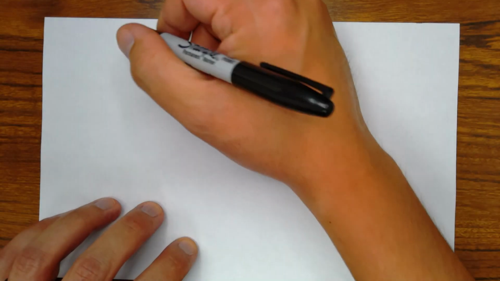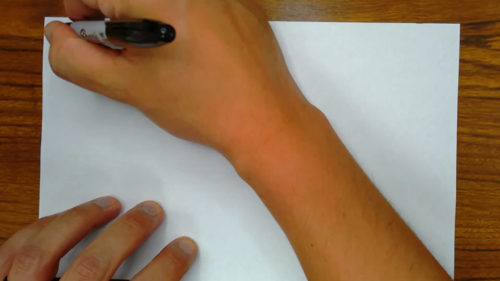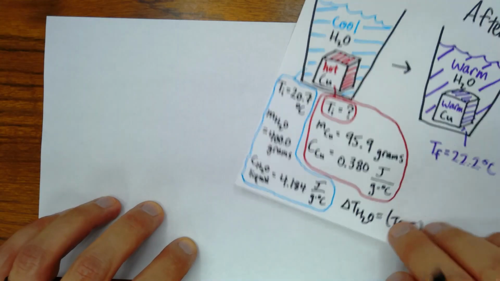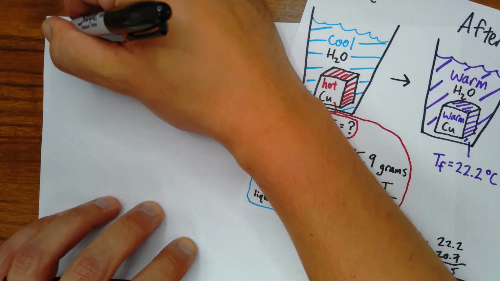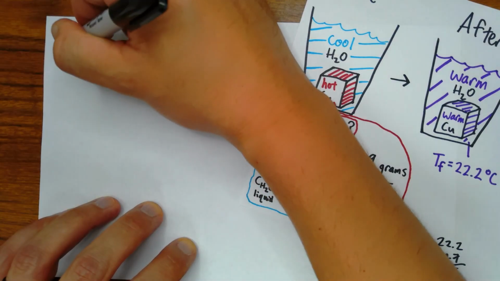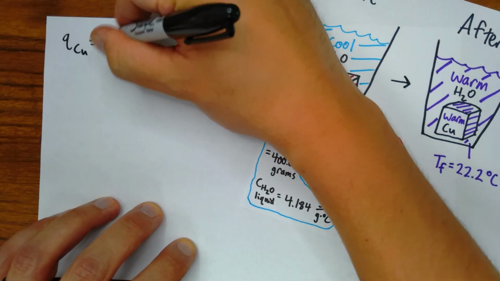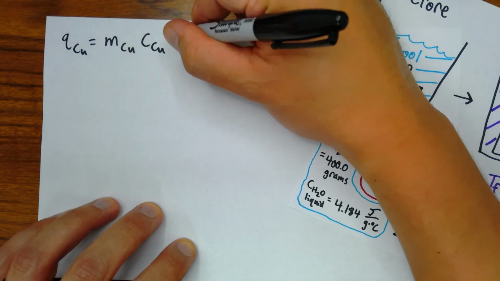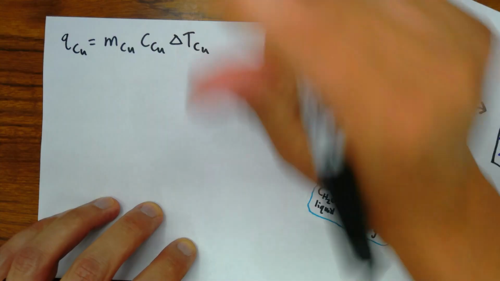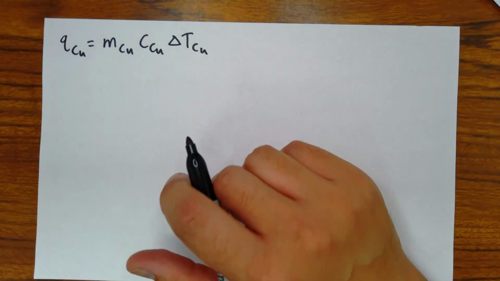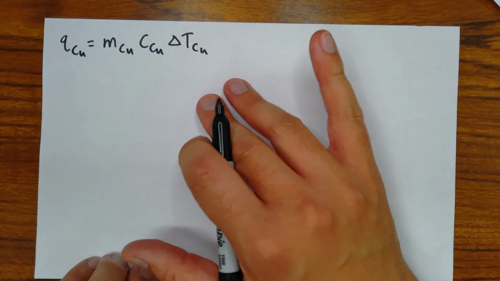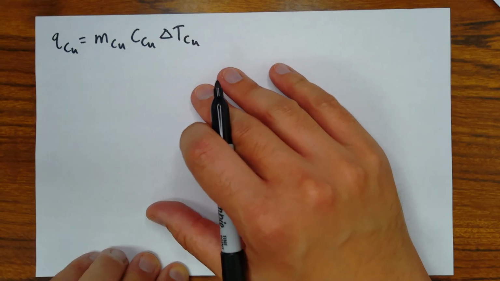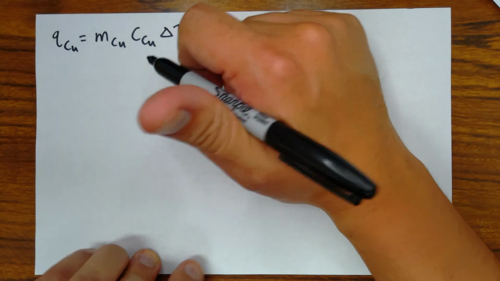All right. So let's see. So we have Q_Cu equals m_Cu, c_Cu, delta T_Cu. We have to do some algebraic rearrangements. Okay. I'll do it, but I encourage you to maybe pause here and try it on your own first, just to get that algebra exercise.